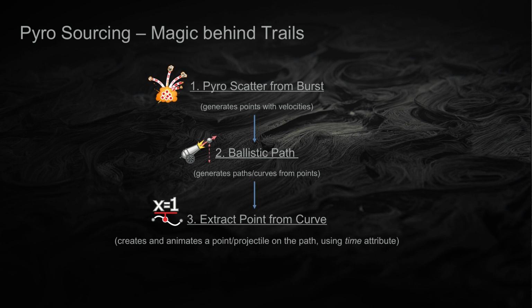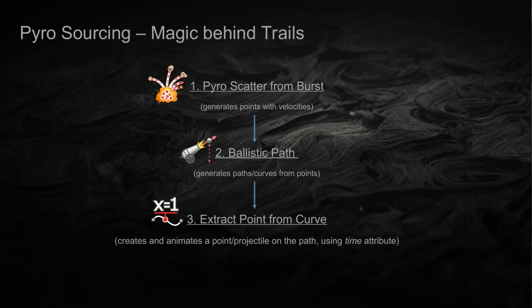The Pyro scatter from burst node is a very special point replicate node for Pyro, and its whole purpose is to scatter points around the input points and assign velocity and start frame attributes, and you can use this to generate your projectiles. These projectiles can be generated with the ballistic path node. It expects points with velocity attributes, and it generates curves with an additional time point attribute. And this is very, very important.